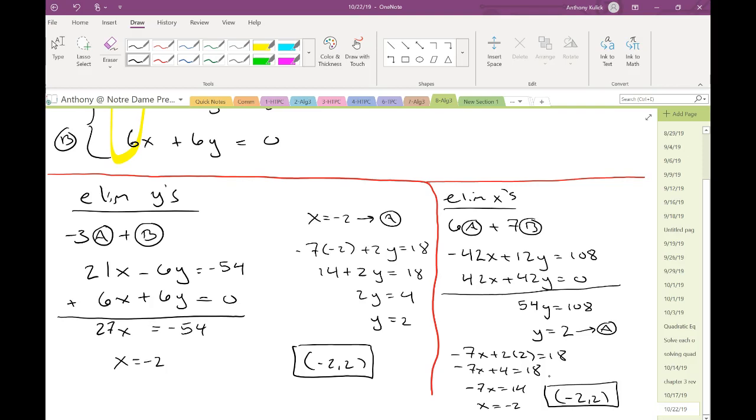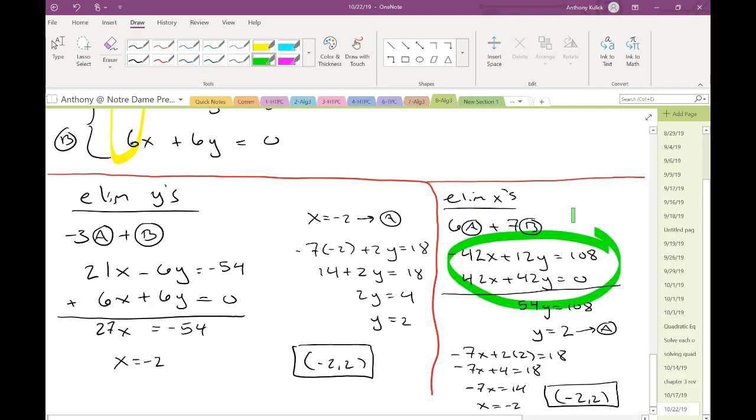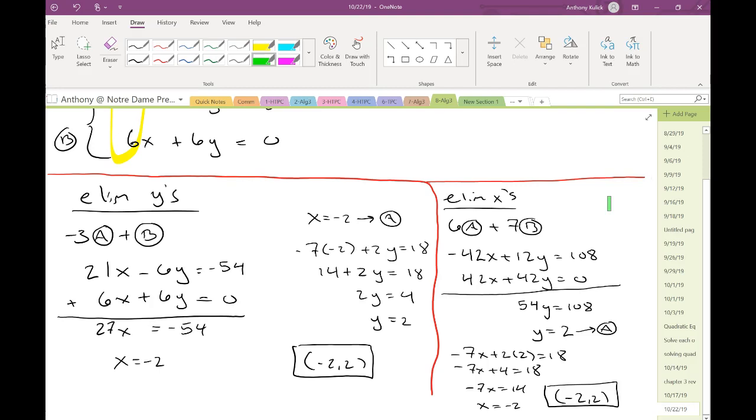Was there really any more work doing it, eliminating the y's versus the x's? Not really, right? The only disadvantage was that maybe the numbers in here got a little bit bigger at one point, but not terrible. Lee? Of course. So you don't have to worry too much about which variable you're choosing to eliminate. Just try to pick one that makes life as easy as possible.